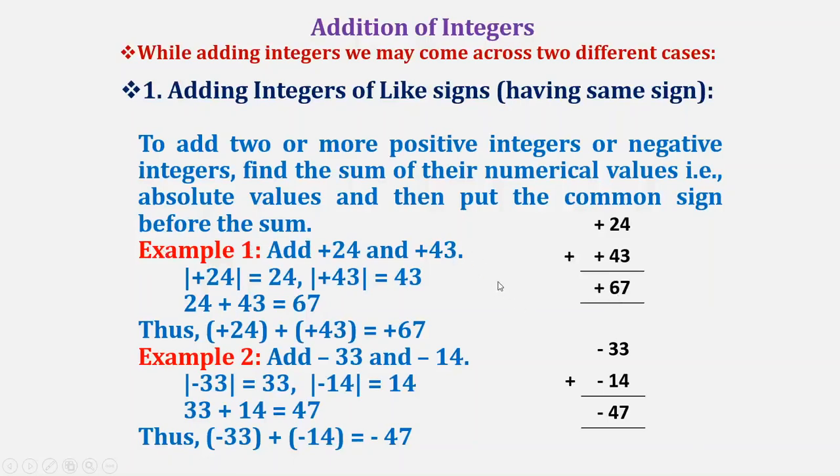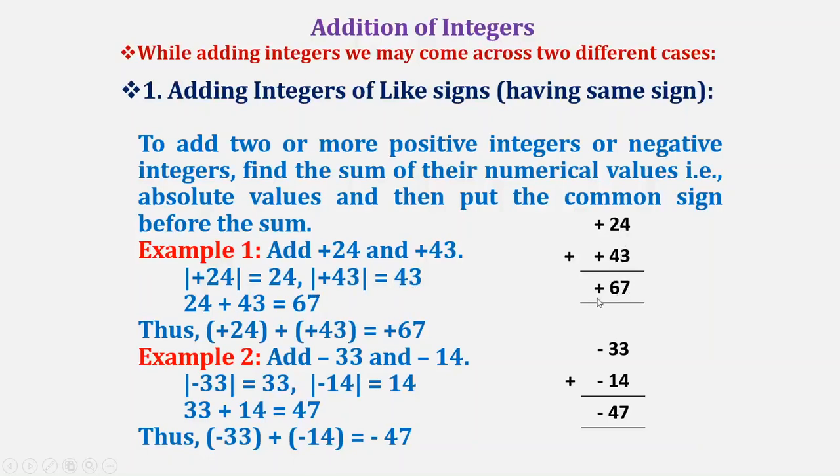So we know the absolute value of the given number. See example 1 here: add plus 24 and plus 43. Both numbers have the same sign, so plus 24 and plus 43 are integers having like signs. First you have to take the absolute value of plus 24, which is 24 itself, and the absolute value of plus 43 is 43 itself. So first we take the absolute values of plus 24 and plus 43 in your mind itself. Now you have to add 24 and 43, you will get 67.